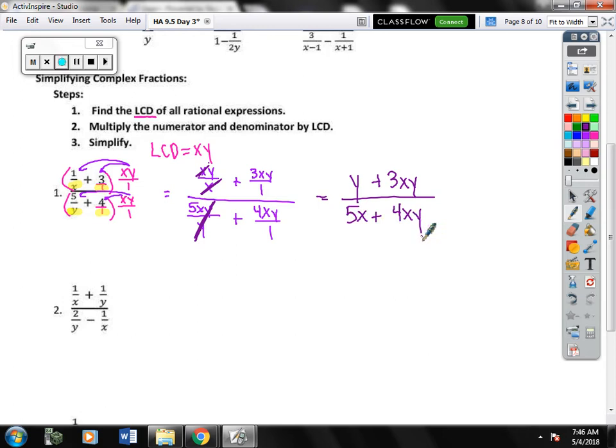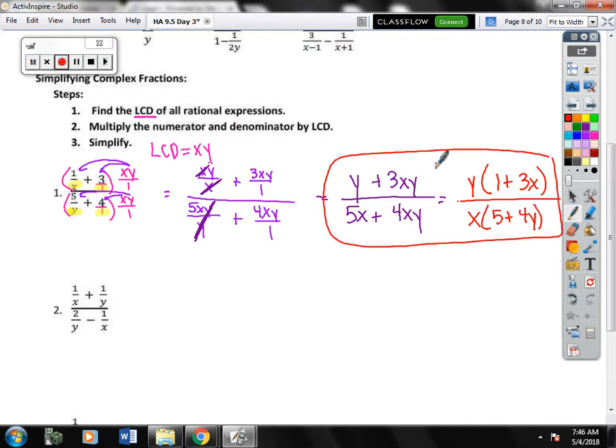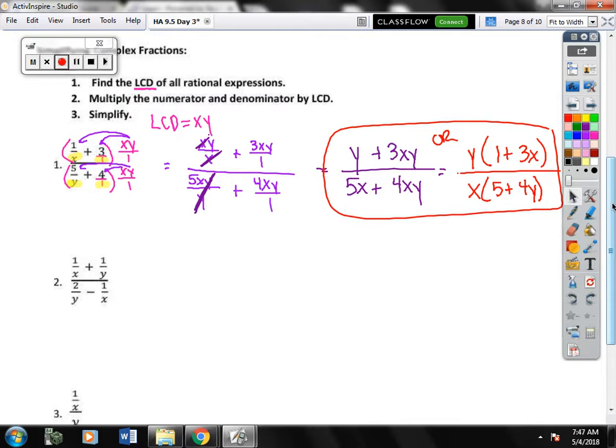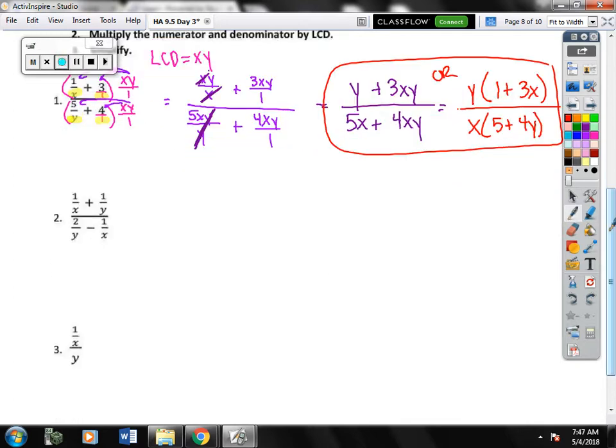And if you want to leave your answer like that, you can. You can also factor out a GCF if you'd like, because there's a chance that something could divide out. So you could take a y out of the top, and it would be 1 plus 3x. And the bottom, we can take out an x. But I would accept either of those answers as your final answer. Mr. Caroli asked that I go over these a lot, because you'll see them in pre-calc.